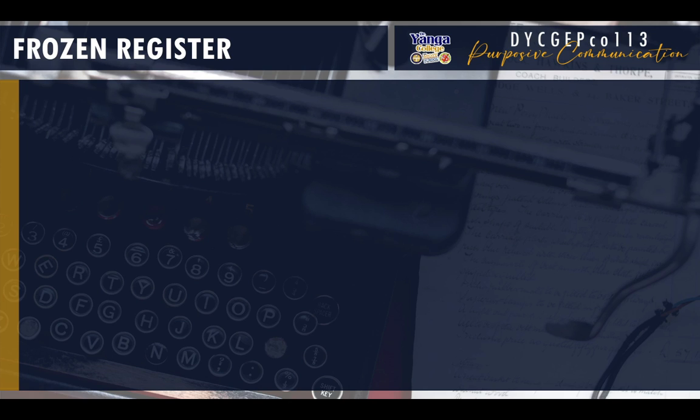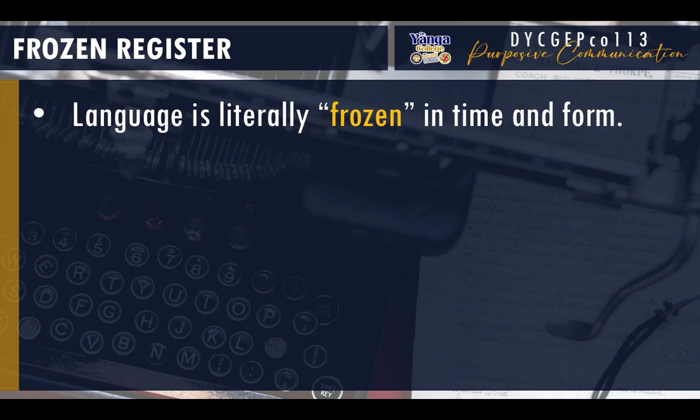So, talking about frozen register, it is about language that is literally frozen in time and form. From the word frozen, meaning it's stagnant. It's the same. It's always the same. It remains as is. Kung ano siya noon, yun pa rin siya ngayon. It's frozen. Fossilized, kumbaga. Fossilized language na siya. Okay? So it does not change, obviously.